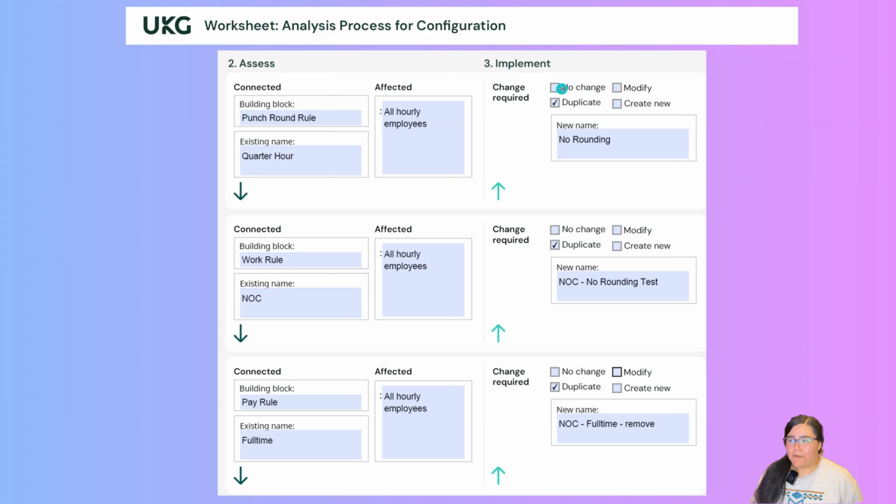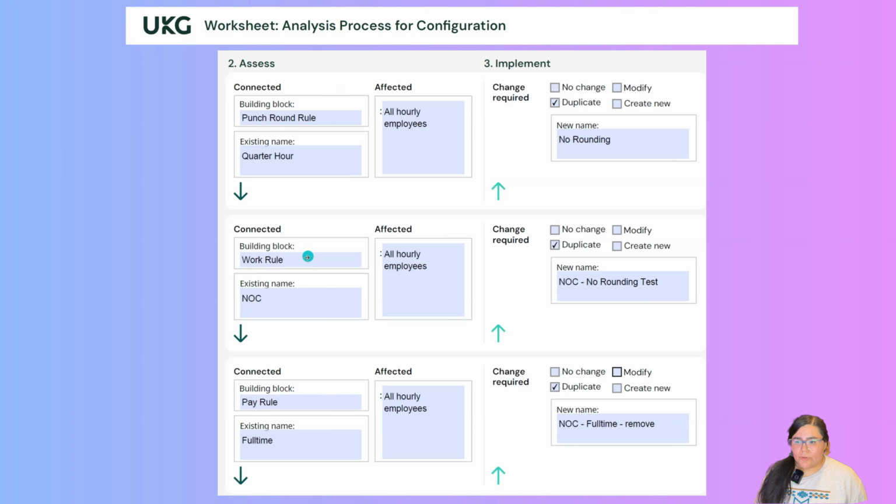So whether a change is required or you need to modify an existing rule, which we highly discourage, especially when it comes to it impacting time or pay. So what I'm going to do instead, and what UKG's best practice is, is to duplicate existing rules. So I will duplicate this existing punch round rule and name it no rounding, just to keep it simple.